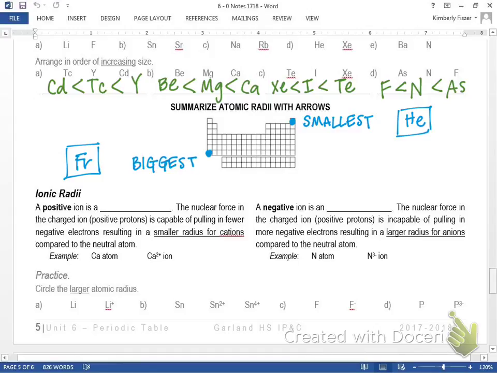Teeny tiny on the top. Very big on the bottom. Teeny tiny. Very big. Okay. So, I'm going to get bigger as I move in this direction. Do you see it? Can you picture it?